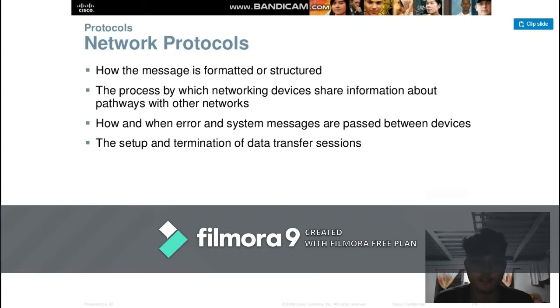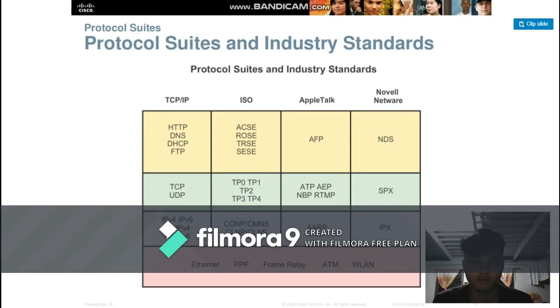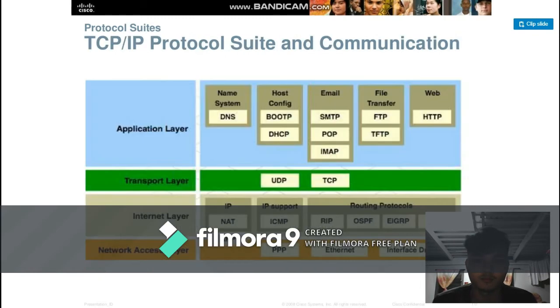This is the process by which networking devices share information about pathways with other networks. So we have interaction protocols. The application protocol is hypertext transfer protocol or HTTP, the transport protocol is transmission control protocol, then internet protocol, and network access protocol. Protocol suites are industry standards. Here's the example of the TCP/IP protocol suite and communication.